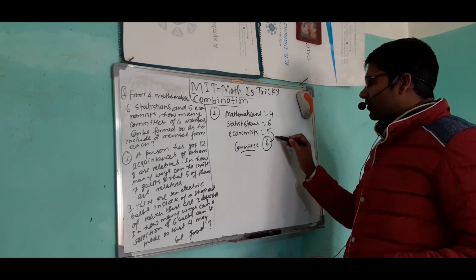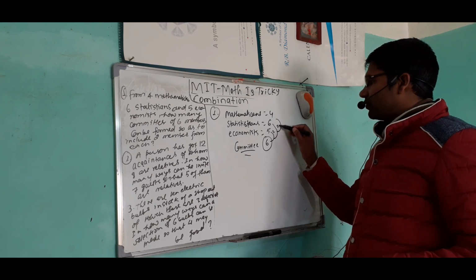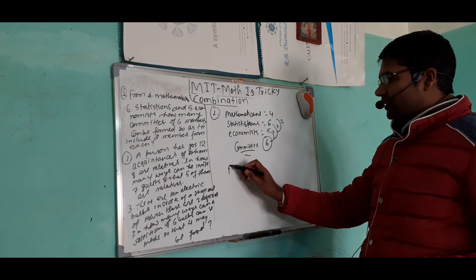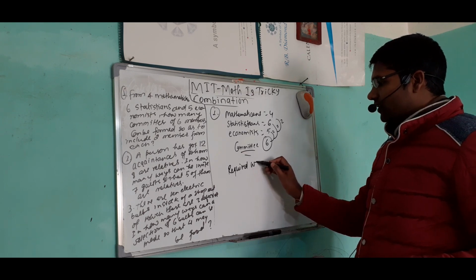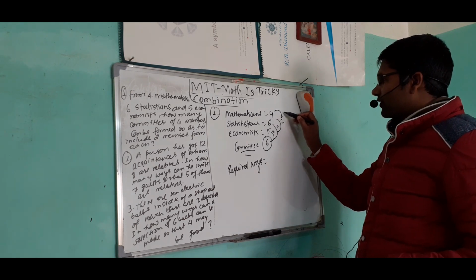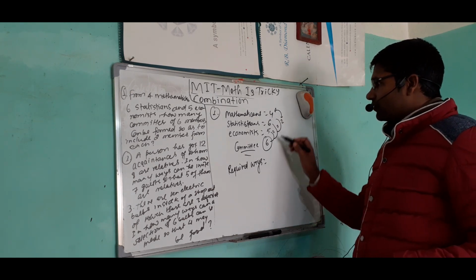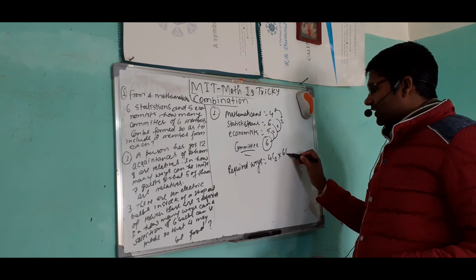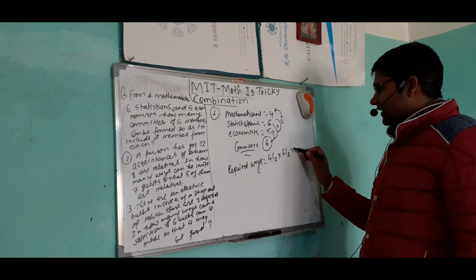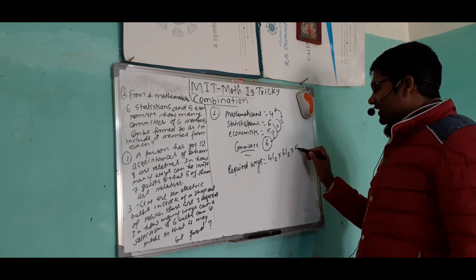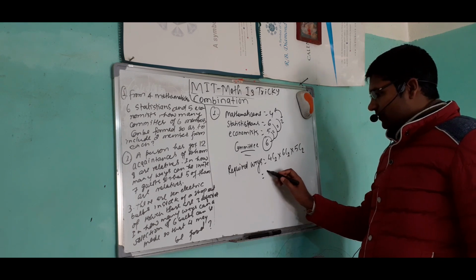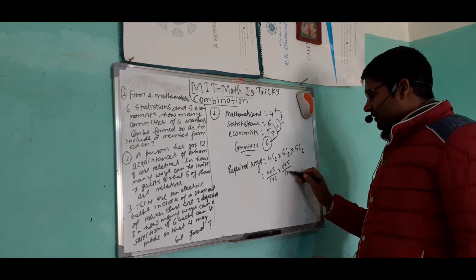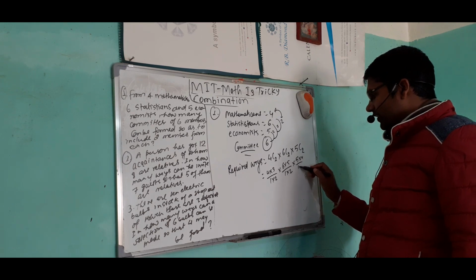We need 2 from each, and we have to find in how many ways it can be done. So the required ways will be simply: out of 4 we can select 2 mathematicians in 4C2 ways, out of 6 we can select 2 in 6C2 ways, and out of 5 we can select 2 in 5C2 ways. So it will be simply 4 into 3 by 1 into 2, into 6 into 5 by 1 into 2, into 5 into 4 by 1 into 2.